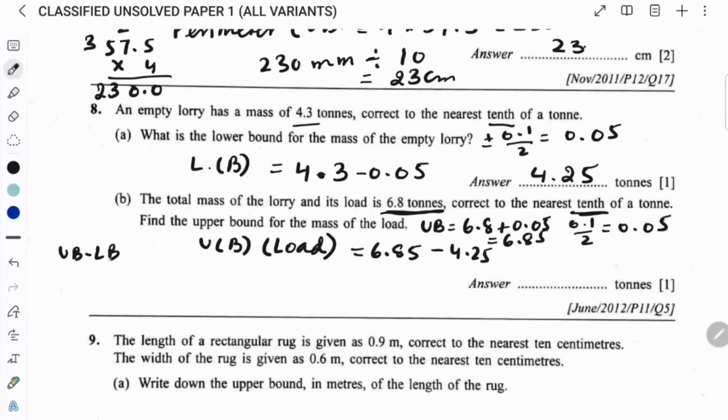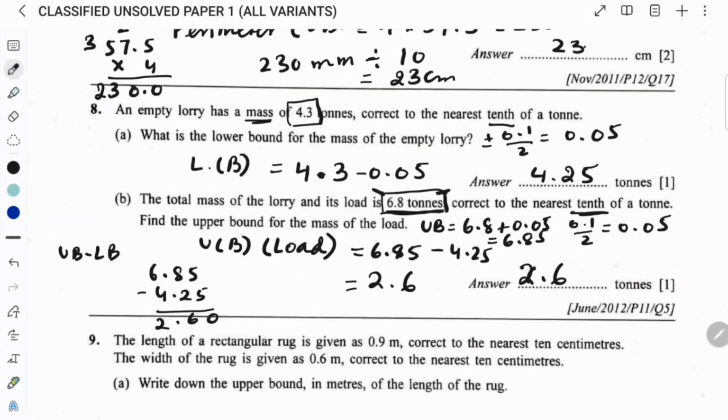That's why you took the upper bound of 6.8 and the lower bound of 4.3, which is the empty lorry, and it includes the lorry and the load together. So that's why you are going to subtract. That is 6.85 minus 4.25, which is 2.6. So 2.6 tons is the answer for this question.